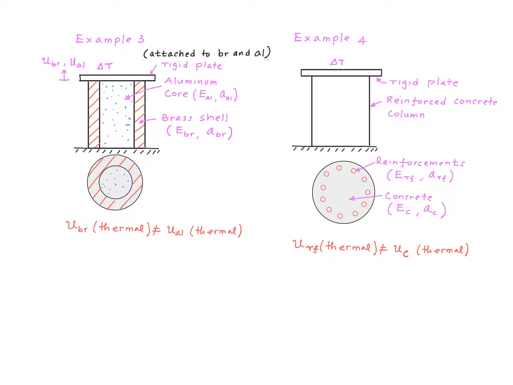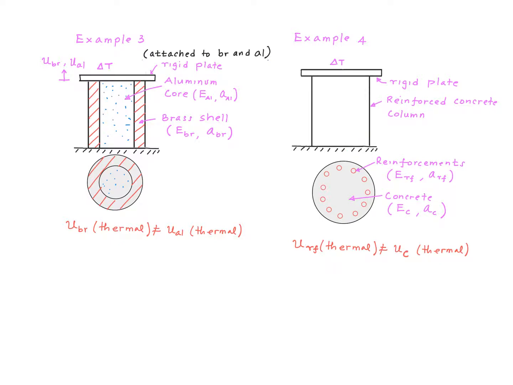Supposing this rigid plate is attached to both the brass shell and the aluminum core. This could be achieved either through a nut and bolt connection or through welding, right? Now let's say the temperature of the whole thing changes. Then each of these will try to change in length, but the rigid plate is going to try to prevent the differential change in the lengths. In other words, the lengths can change, but they have to remain the same. So that's going to lead to the development of internal forces.